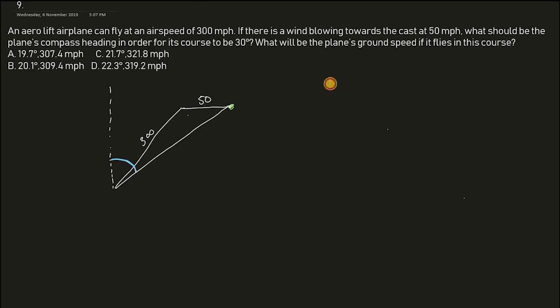This blue here is equal to 30 degrees. Now, what will be the plane's ground speed if it flies in this course? So, ito yung course na sinasabi niya, di ba? Ibig sabihin, ano daw yung speed niya sa course na to? Okay, so yun yung unang hinahanap. And next, what should be the plane's compass heading in order for its course to be 30?